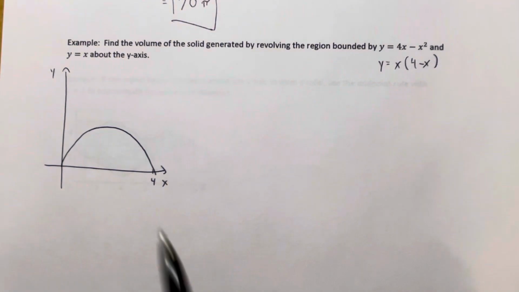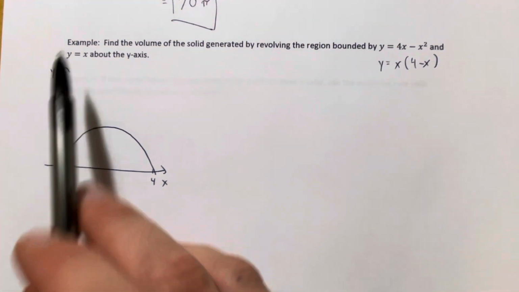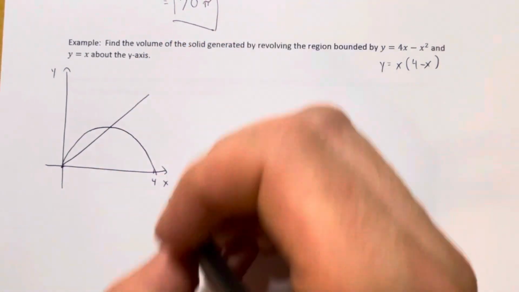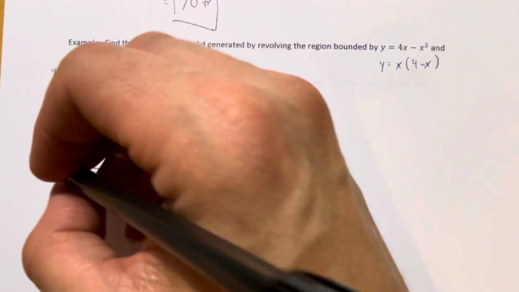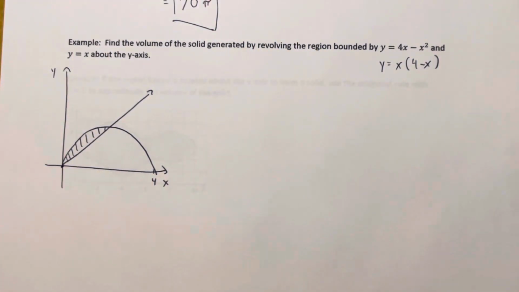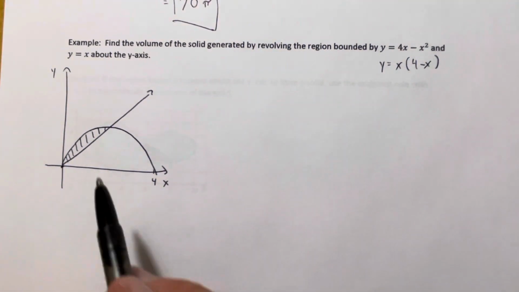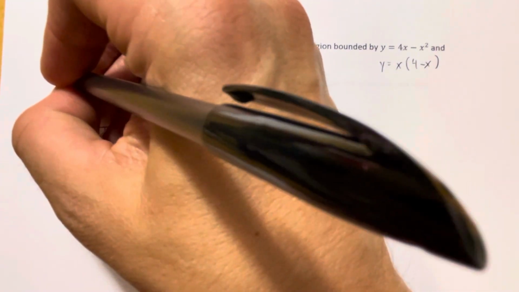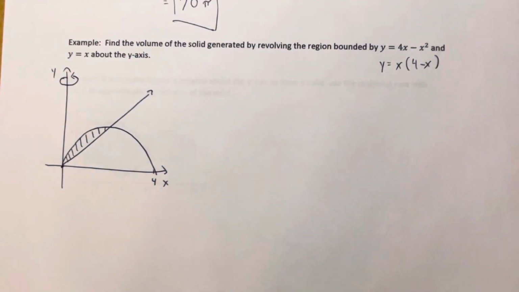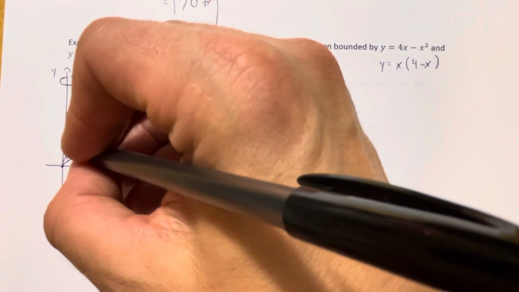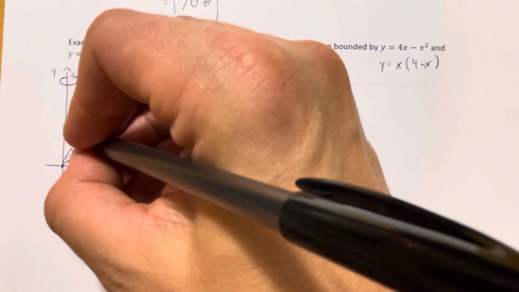Next, I'm going to sketch the line y equals x. That's the other curve. And that's going to end up looking something like this, okay? Here is the region that I want to revolve or rotate about the y-axis. So it's going to do something like that, okay? Let's draw a little rectangle here. So here's like my approximating rectangle.